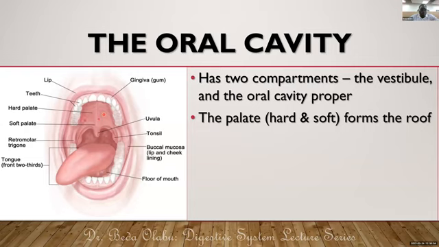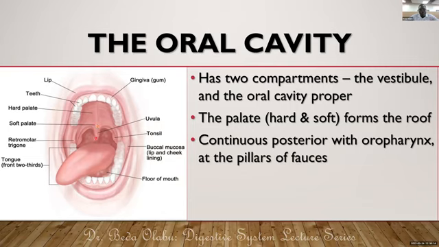The roof of the mouth is called the palate. The anterior part of the palate usually has bone, so we call it the hard palate. The posterior part does not have bone, so we call it the soft palate. Posteriorly, the oral cavity is continuous with the oropharynx.